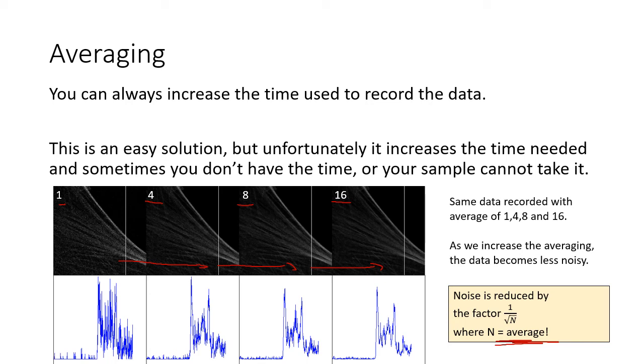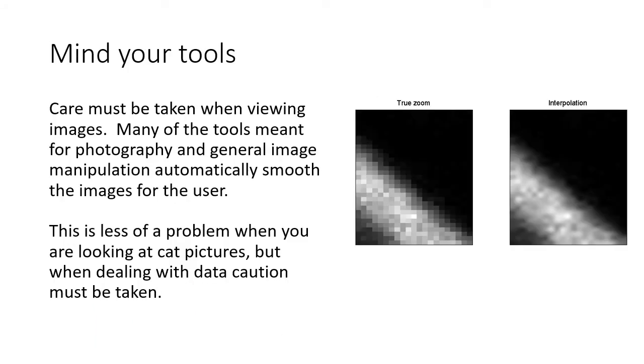So many of the tools provided by Windows are meant for photography and general image manipulation. And if you put your data there and try to have a closer look, instead of seeing what you should see, you see something like this. So what happens is that the software interpolates the pixel values for you to provide you with a smoother image. Of course, this looks nicer, but it has nothing to do with the actual true measurement you took. So be careful with the tools you work with so you don't start to see things that are not really there.